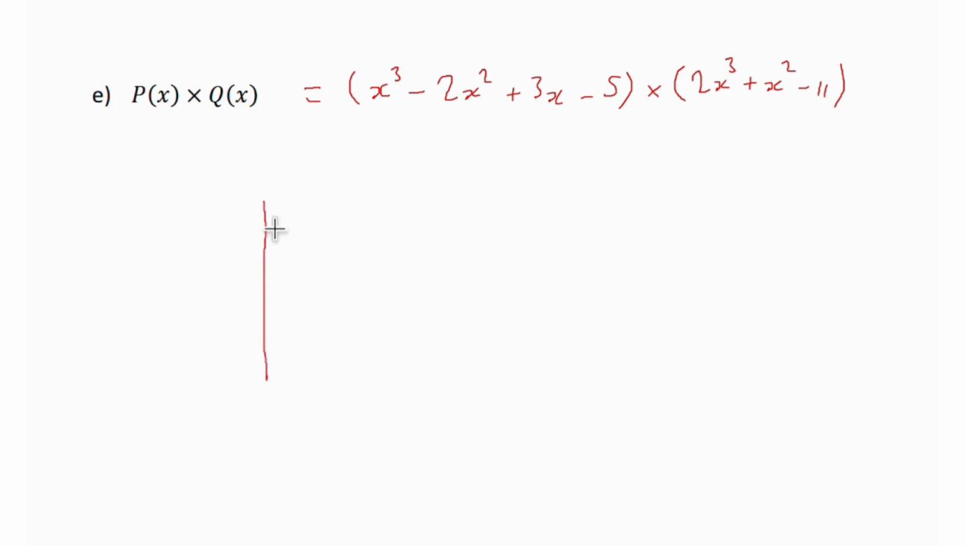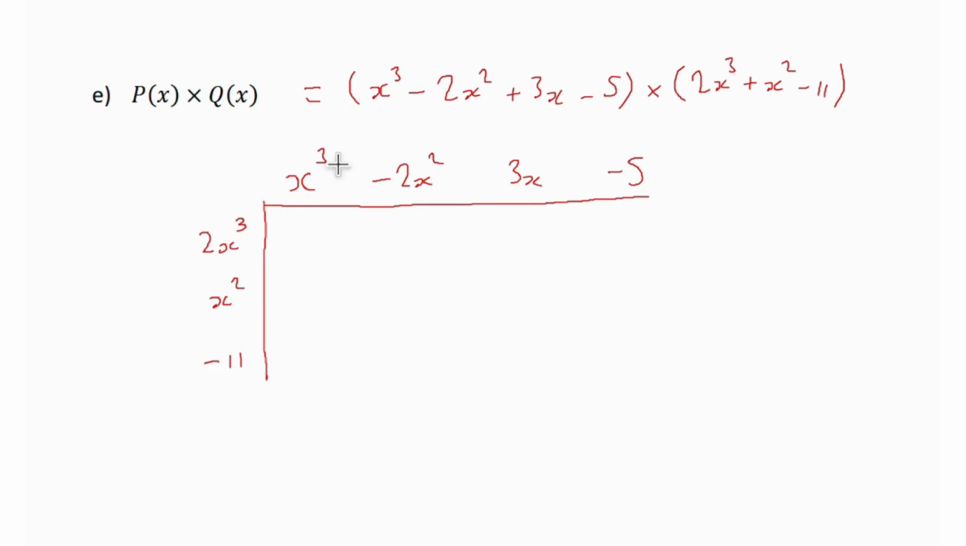So for the grid method, we write out a big grid, and across the top we're going to write one of our polynomials, x cubed, but each of these bits is a separate bit. So x cubed, minus 2x squared, 3x, and minus 5. We're treating them separately. And then down the side we're going to do the other one, 2x cubed, x squared, and minus 11. And then we multiply each of these pairs together.